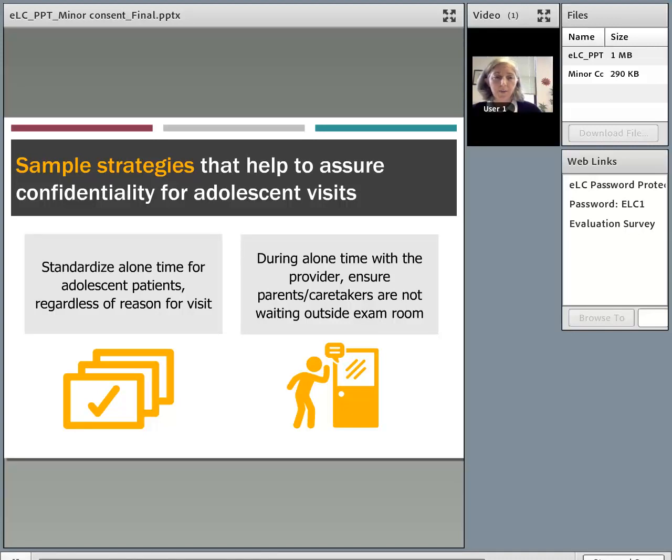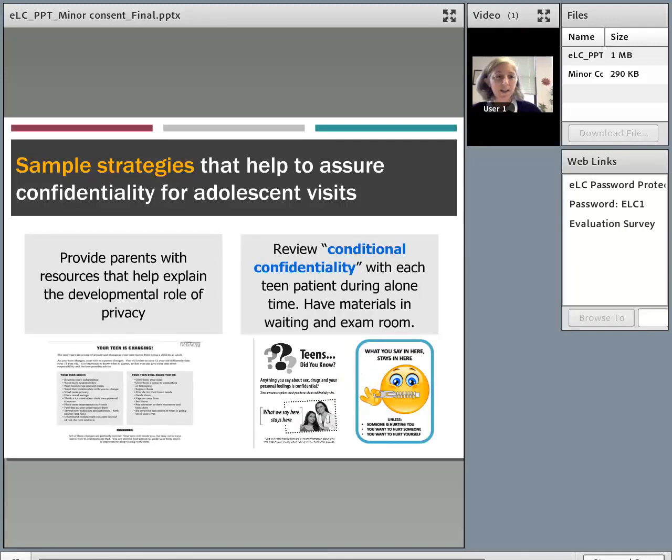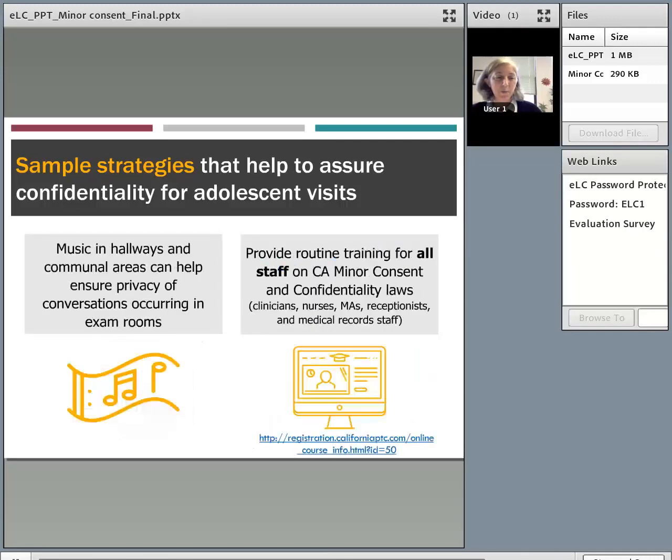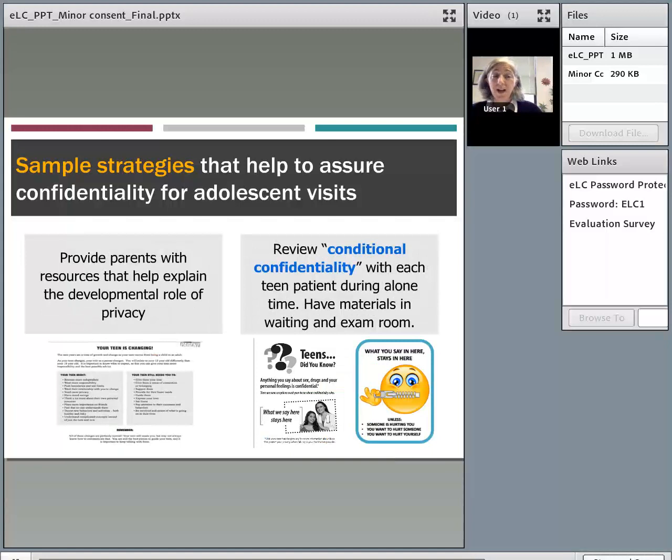During alone time with a provider, make sure that parents aren't right outside and can't hear. That's also why we would recommend music or other ways to ensure privacy in the exam room. Provide parents with those resources early on before their child may need those services so that this doesn't come as a surprise. Review conditional confidentiality with each patient during alone time.